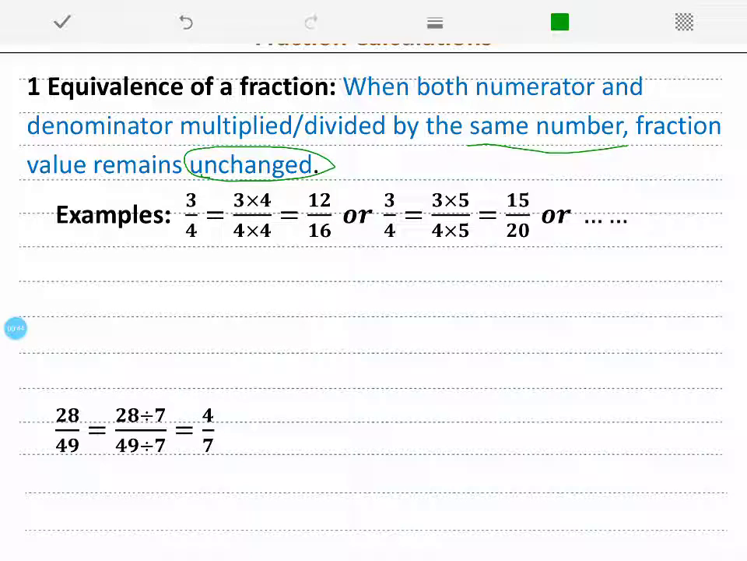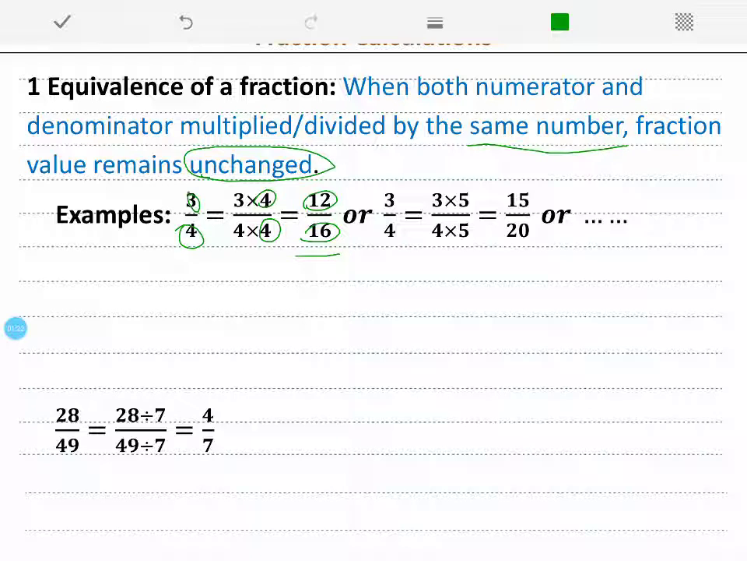3/4 equals, so we choose the number 4 and multiply both numerator and denominator by 4. The 3 times 4 equals 12, 4 times 4 equals 16. So that equals 12/16. We can also go back from here. If both numbers are divided by 4, which is the largest common factor, then 12 divided by 4 becomes 3, and 16 divided by 4 becomes 4. So we can go back to 3/4.